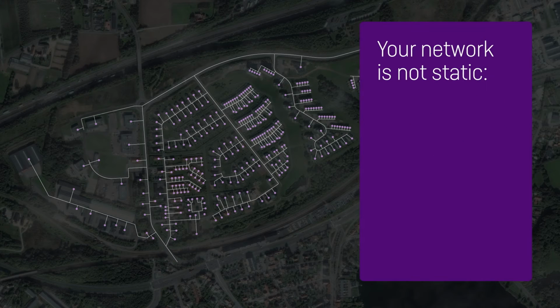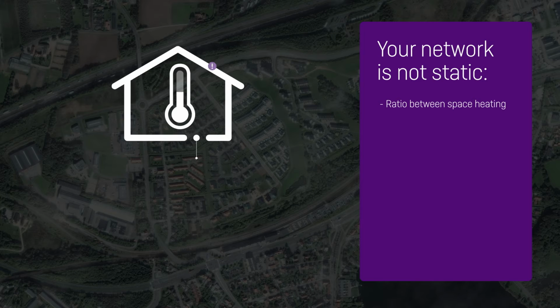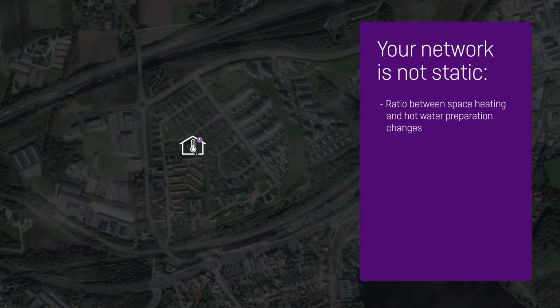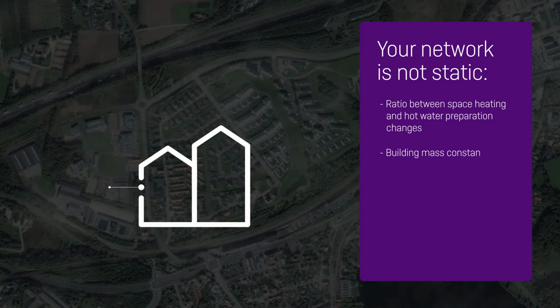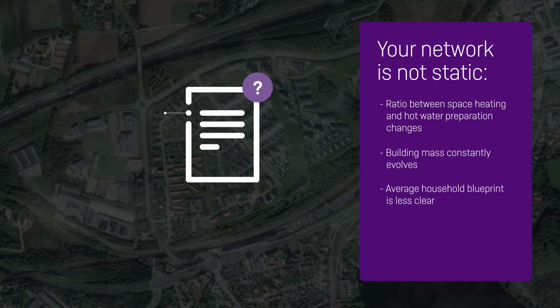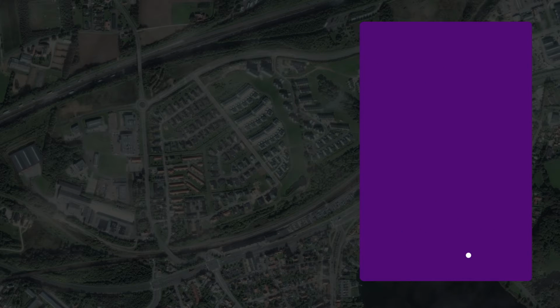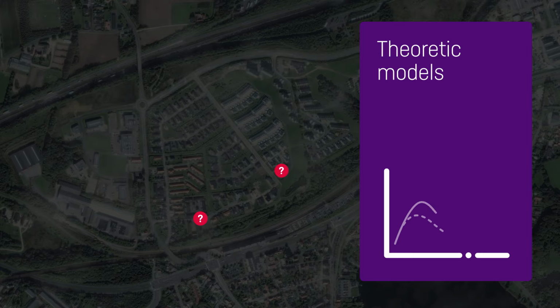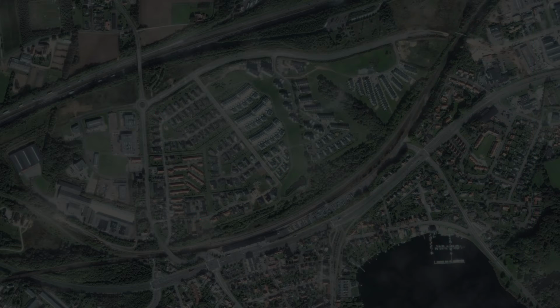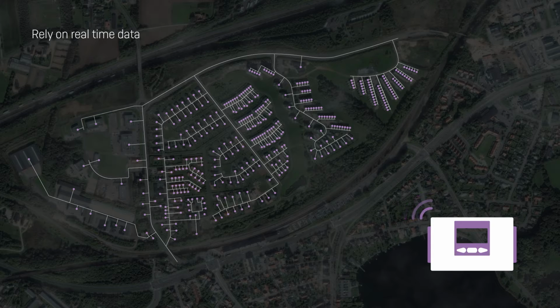Your network is by no means static either. The ratio between space heating and hot water preparation changes. Building mass constantly evolves. The average household blueprint is less clear, and buildings use far less energy today than they did, say, 15-20 years ago. Or do they? So why use theoretic models that don't represent your utility? Especially when you can call on real-time data from intelligent meters already installed in your network.